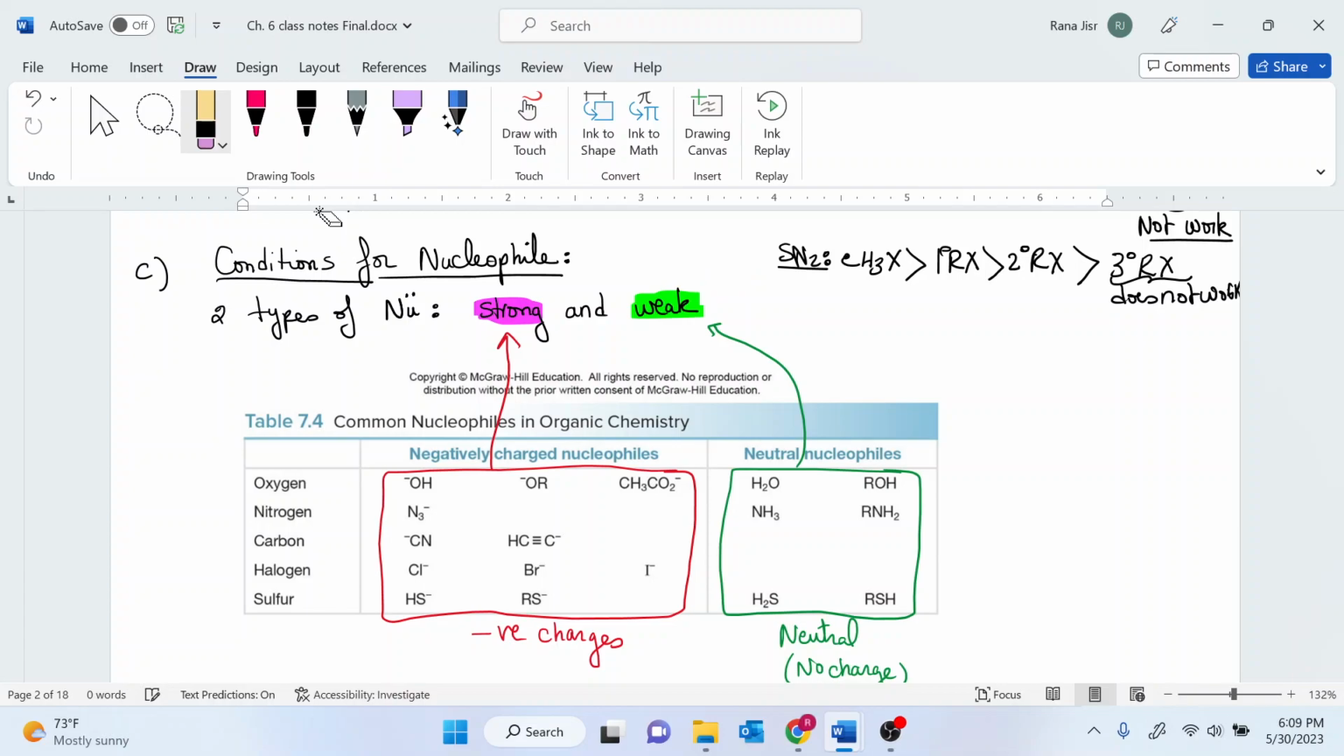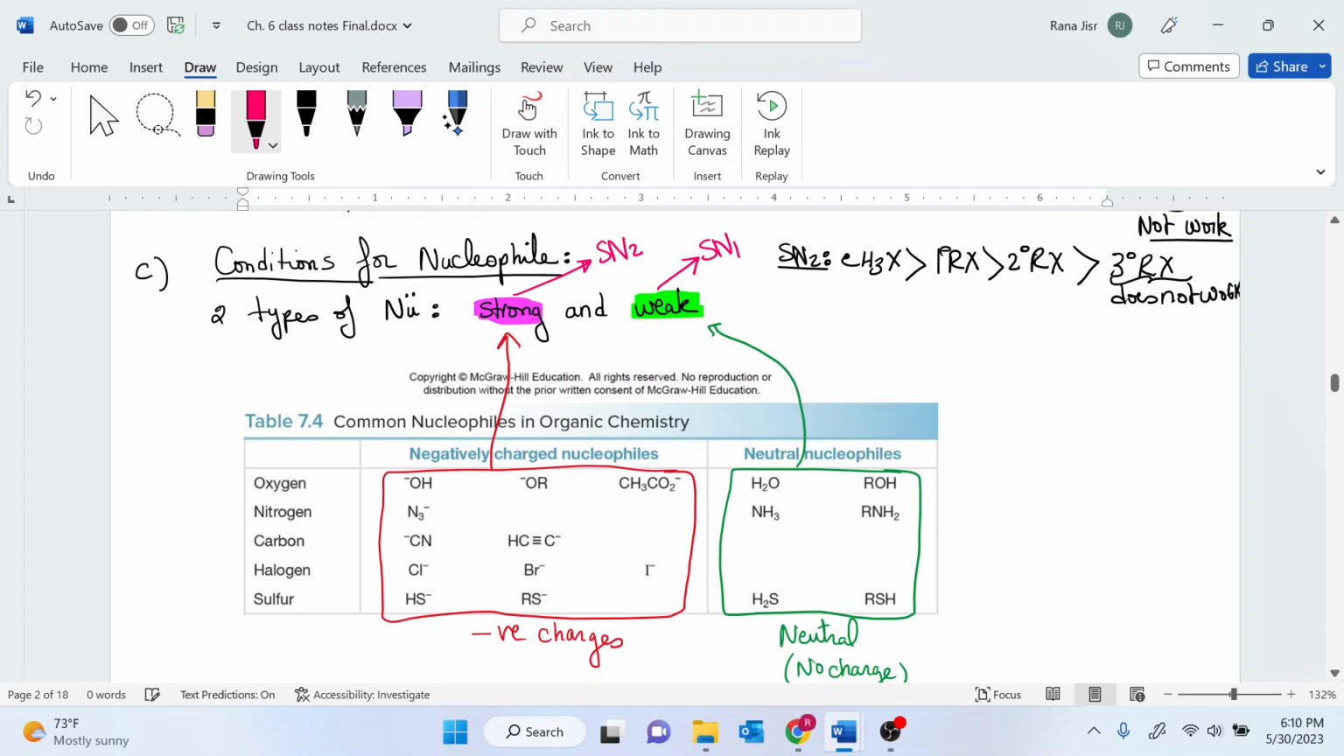For the conditions of the nucleophiles, there are two types of nucleophiles: strong nucleophile and weak nucleophile. Strong nucleophiles happen with SN2 reactions. Weak nucleophiles work with SN1 reaction. So if you take a strong nucleophile in the reaction, you will have only SN2 mechanism. And if you take a weak nucleophile as a reagent, then only you're going to end up getting the SN1 mechanism. How can you differentiate between strong and weak nucleophiles?